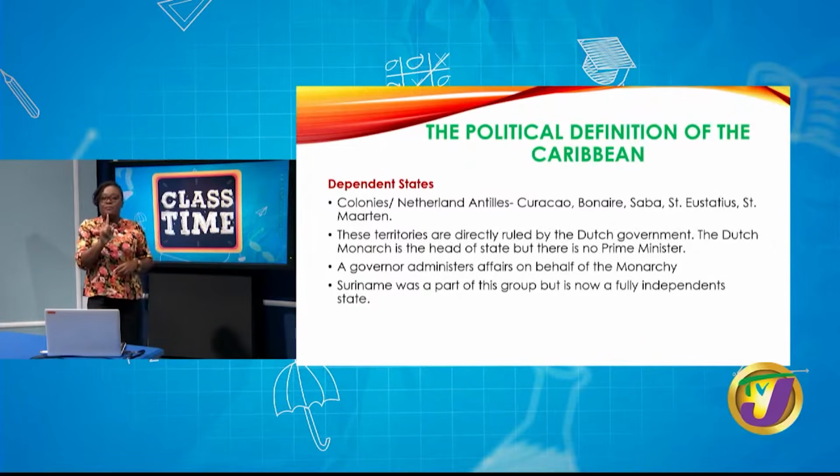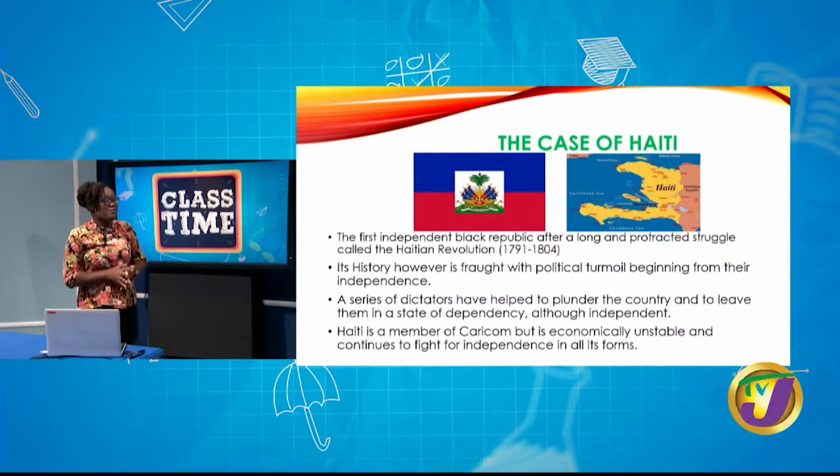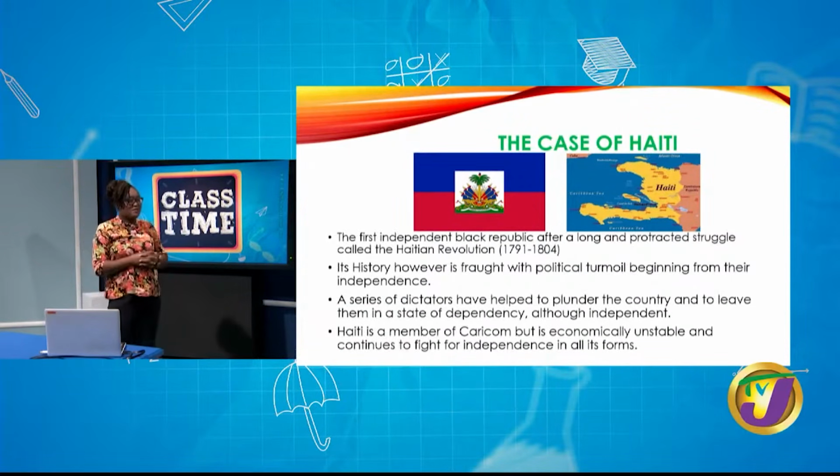Now, Suriname, also considered to be part of the Caribbean, yes, Suriname belonged to this group because Suriname was owned by the Dutch, or colonized by the Dutch. Let me be politically correct and say colonized by the Dutch. But they are now independent, so they don't fall into this bracket. All right, so let's look at the case of Haiti. I promised you that we'd look at the case of Haiti.